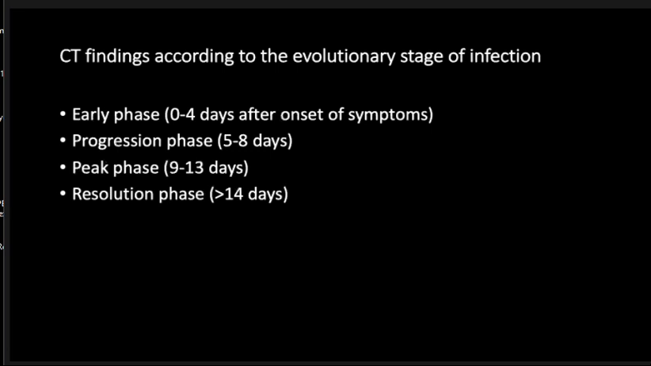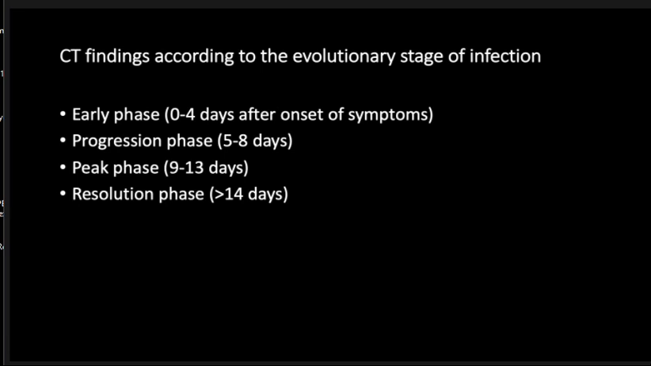Negative CT results should not be used to rule out the possibility of COVID-19, particularly in the early stages. There is a link between radiological findings and time elapsed since the onset of symptoms. Four stages have been reported according to the evolutionary stage of infection. In the early phase, a ground glass pattern is usually seen, but CT scans can also be normal. Therefore, a normal study does not rule out the disease.